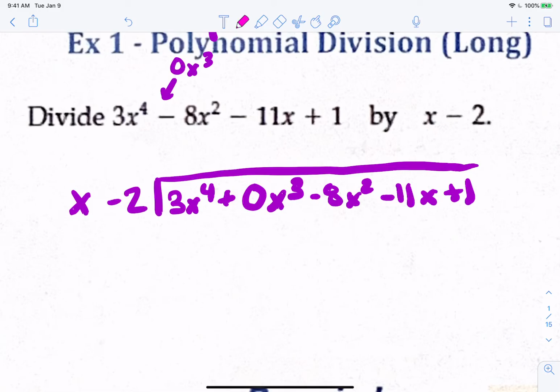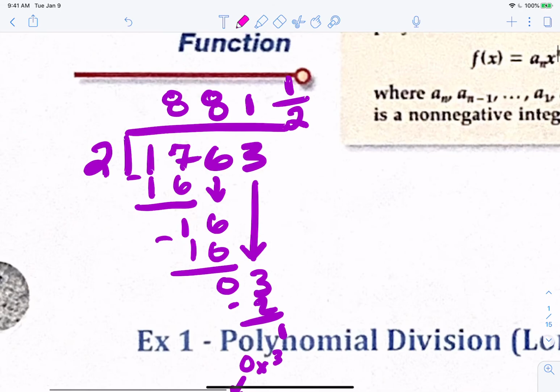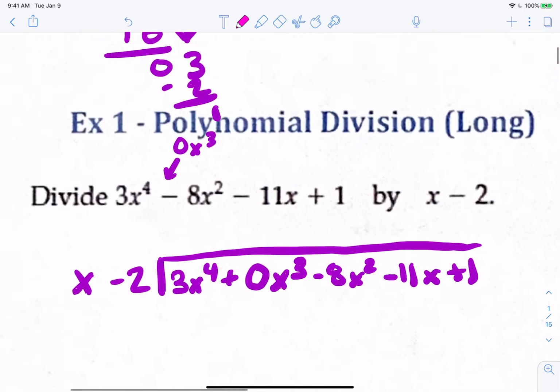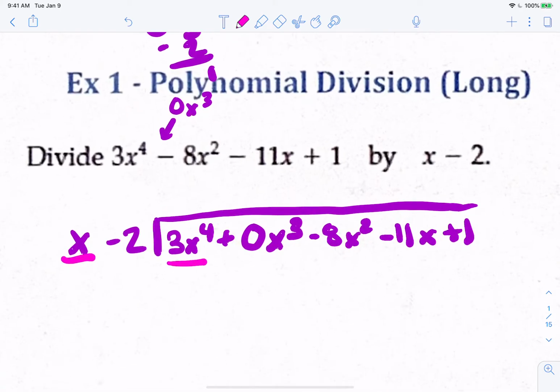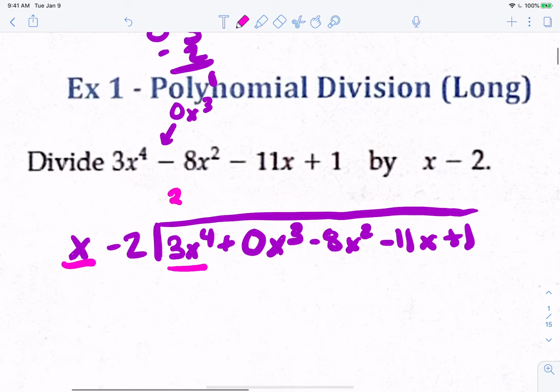All right, very first thing that we asked up here, we said how many times does 2 go into 17, right? So how many times does x go into 3x to the fourth power? Or what do I have to take times x to get 3x to the fourth power? 3x to the third, right? That's what I have to multiply him by. I don't care about the 2 right now, okay? We only care about the x, okay?